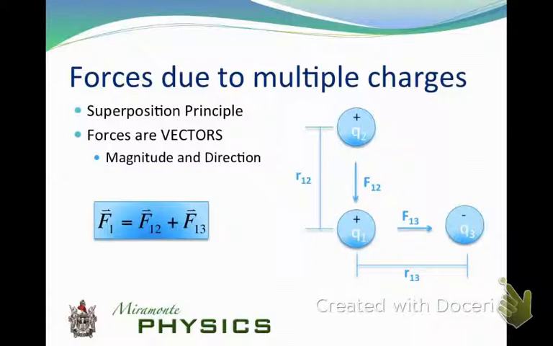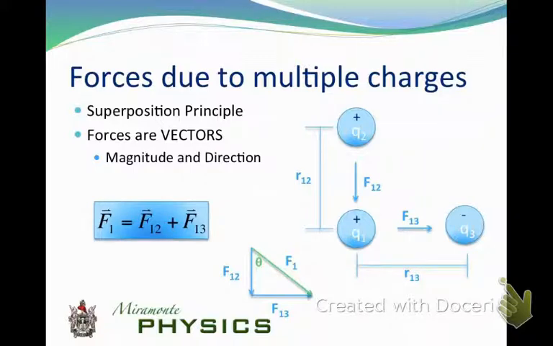Okay, so we're going to come up with magnitude and direction. So there's your force vector equation. The net force on 1 is the force on 1 from charge 2 plus the force on 1 from charge 3. And it's going to look like this.